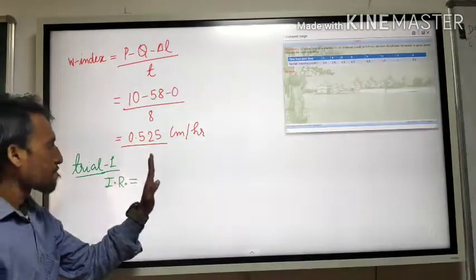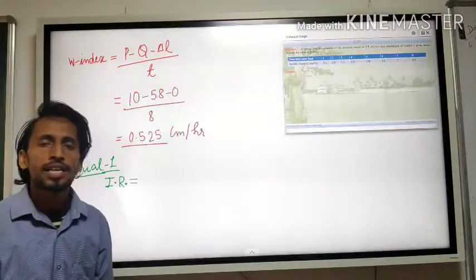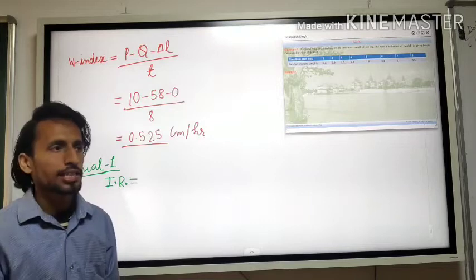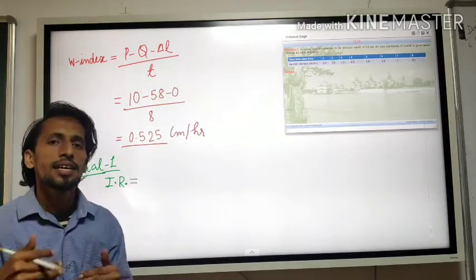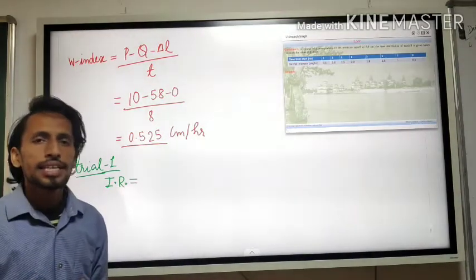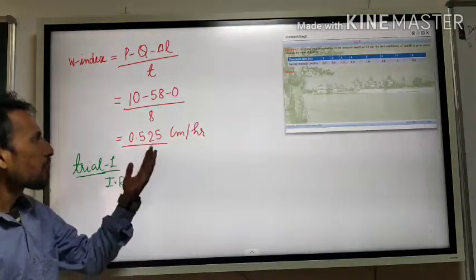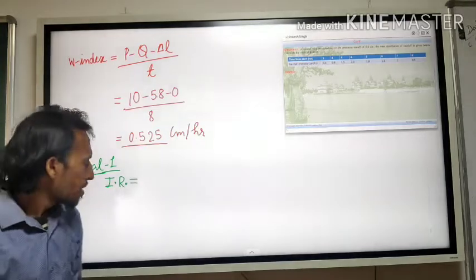In some books they don't calculate a W index. They simply assume some value, like 0.3, 0.28. Then they start these trials. For some students it might be difficult to assume the value. So instead of assuming, you can start with W index.